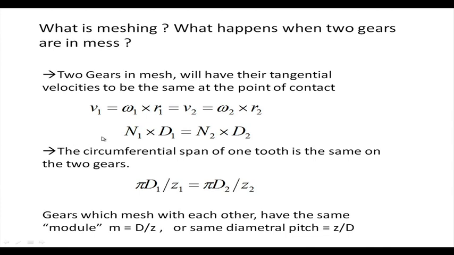Once we have established that, we can confidently say yes, we understand this. This comes from the constancy or equality of the tangential velocities at the point of contact, and this is coming from equality of circumferential spans of the gear teeth on gear 1 and gear 2. So, from these we have N1 Z1 is equal to N2 Z2.